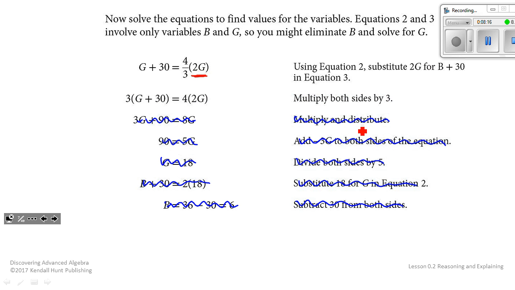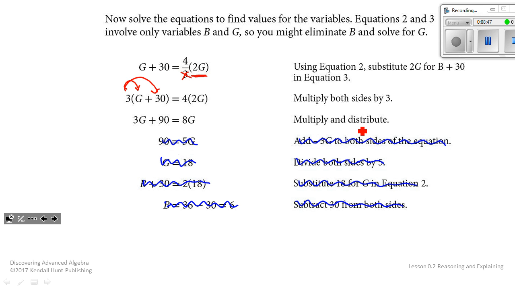So in my second step, I'm going to actually multiply both sides by 3 to get rid of that denominator. It'll just make it a little bit easier to work with. Right? So I multiply both sides by 3, again, to eliminate my denominator. I'm going to end up with 3G plus 90 equals 8G. So these are what those two equal. And when I multiply this by 3, I'm just getting rid of that denominator. So I have 3G plus 90 equals 8G.